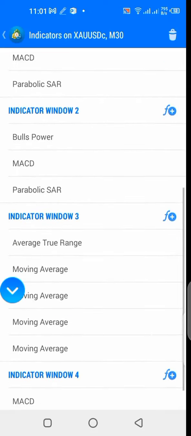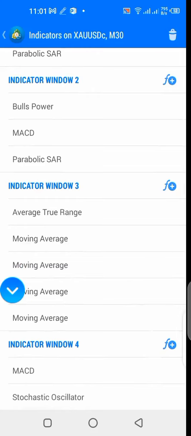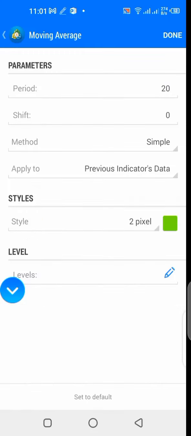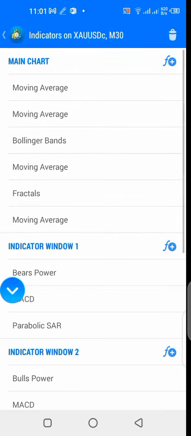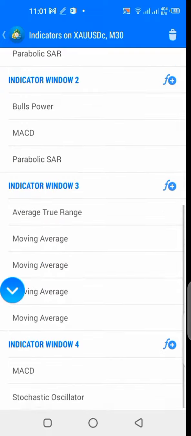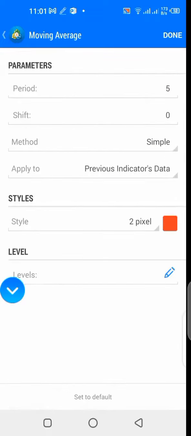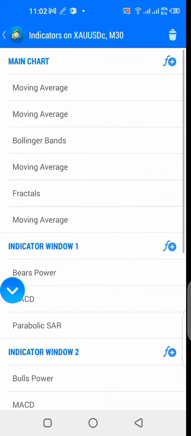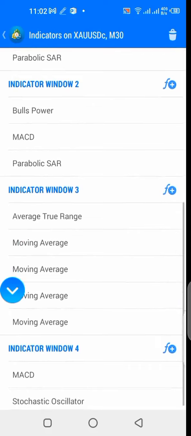Still on indicator window 3, another moving average, period 20, method simple, apply to previous indicator's data, color is green. Then the final indicator on indicator window 3, we have a moving average of 5, simple, previous indicator's data, color is red.